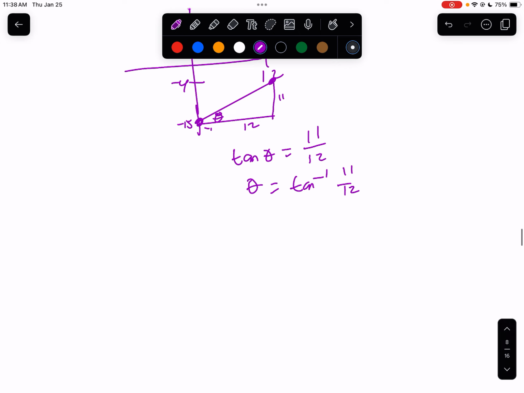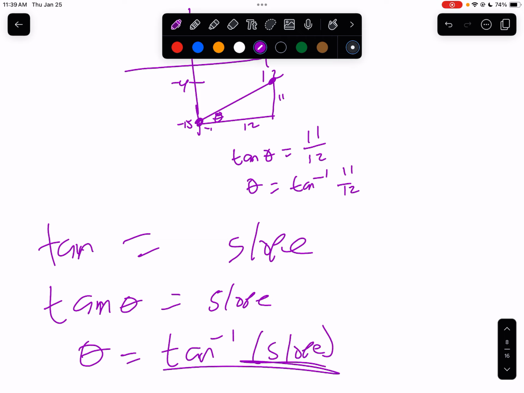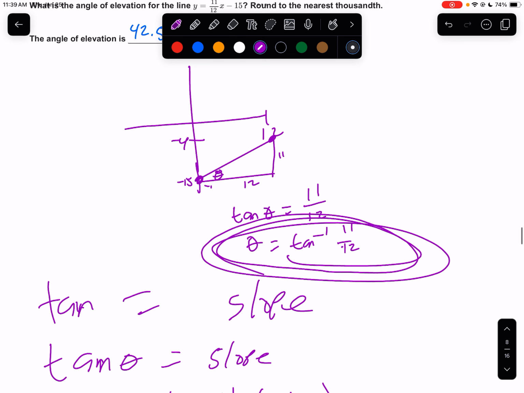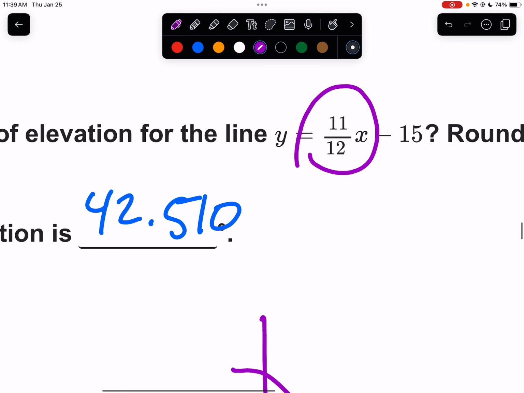So we talked about this. Tangent equals slope. So tangent theta equals slope. So theta equals inverse tangent of the slope. And you can go straight to this every time: inverse tangent of the slope. You don't have to draw it out. You don't even have to set it up. You need to know that it's inverse tangent of the slope. That's the only thing we care about.